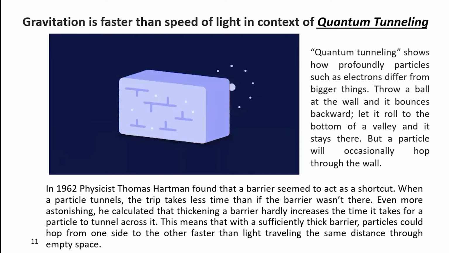In 1962, physicist Thomas Hartmann found that a barrier seemed to act as a shortcut. When a particle tunnels, the trip takes less time than if the barrier wasn't there. Even more astonishing, he calculated that thickening a barrier hardly increases the time it takes for a particle to tunnel across it. This means that with a sufficiently thick barrier, particles could hop from one side to the other faster than light traveling the same distance through empty space.